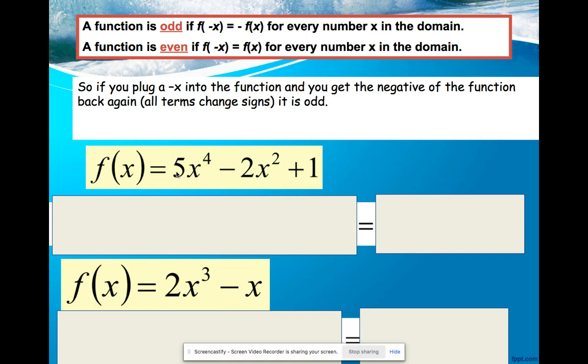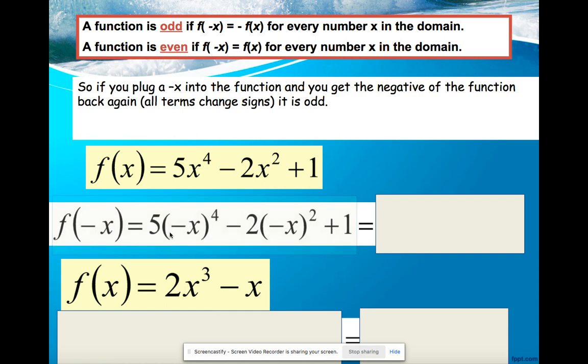But if they stay the exact same and nothing changes after replacing the x's with negatives, we have an even function. Let me show you what I mean by this. Again, let's say we change our 5x to the fourth to 5 times negative x to the fourth. Negative 2x to the second, we change to negative 2 times negative x to the second, plus 1. So I do something like this, if that didn't make sense.